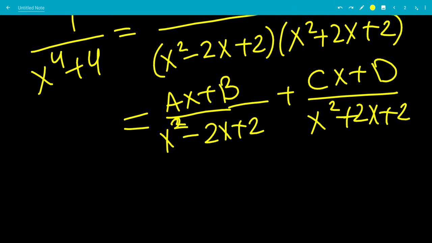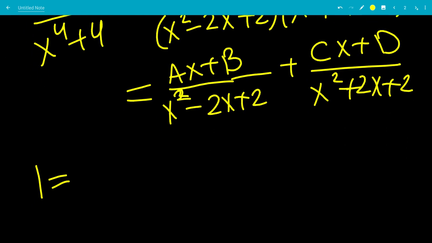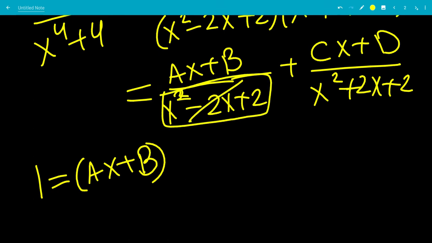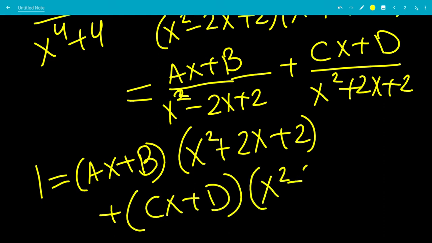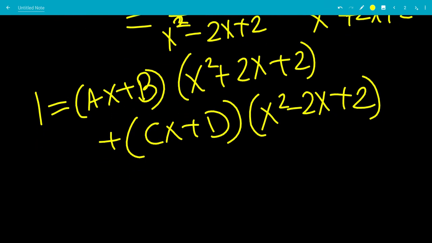Okay, so now we can multiply by x to the fourth plus 4 on both sides. On the left-hand side, we'll just have 1. On the right-hand side, we're going to have ax plus b multiplied by these two expressions, which means for this one we'll cancel, and we're going to be left with this one. So we're going to have ax plus b times x squared plus 2x plus 2, then plus cx plus d times x squared minus 2x plus 2. Now, instead of expanding this out and then comparing like coefficients, we're just going to do it right now.